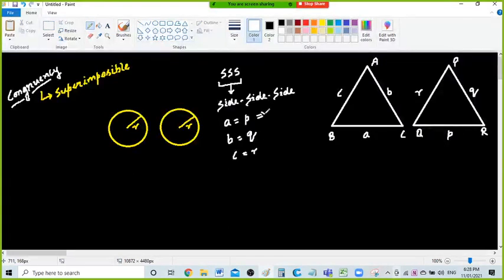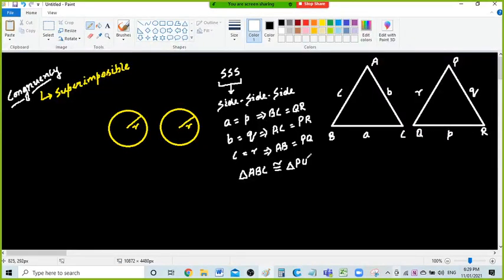This actually implies that if BC equals QR, if AC equals PR, if AB equals PQ, in that case we can consider that triangle ABC is congruent to triangle PQR.